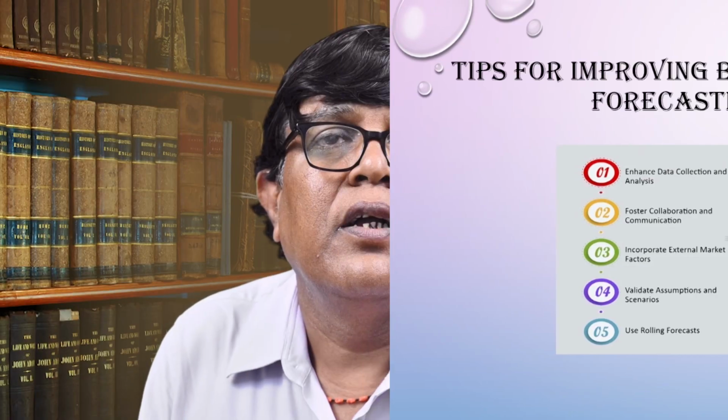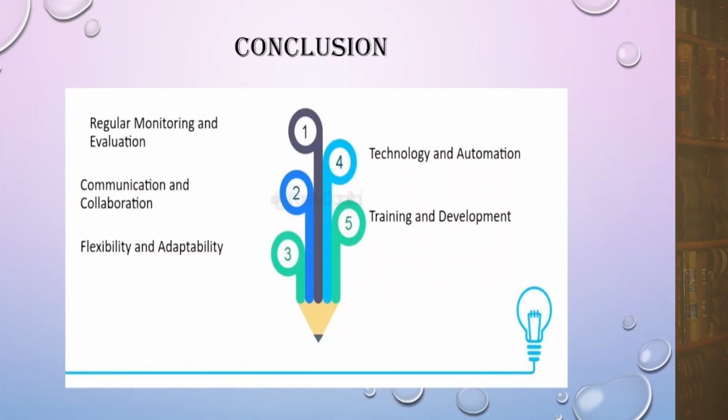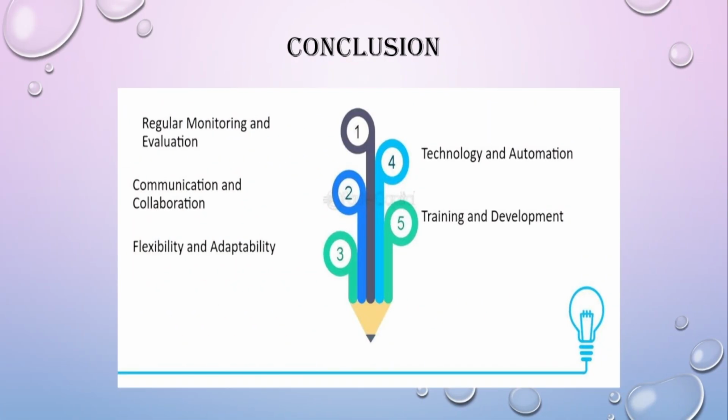In conclusion, regular monitoring and evaluation is very much essential. Communication and collaboration are required in all steps of budgetary control. Flexibility and adaptability are required in this context. Technology and automation can be used in budgetary control, and after that, training and development is very much important.